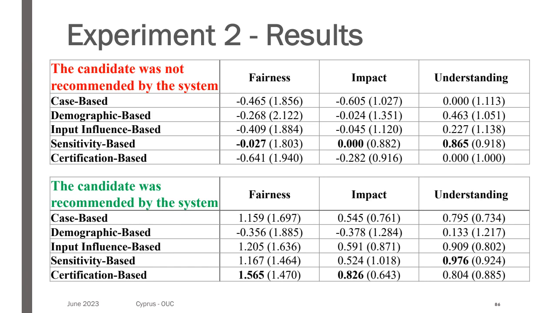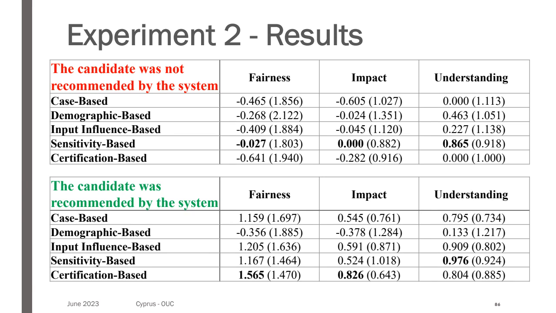System was considered to be unfair. The sensitivity-based explanation seems to be the preferred one. It contributed a lot to understandability, and it had an impact on the decision, and the fairness level of the system was kind of neutral, almost neutral, a little bit negative, but almost neutral.